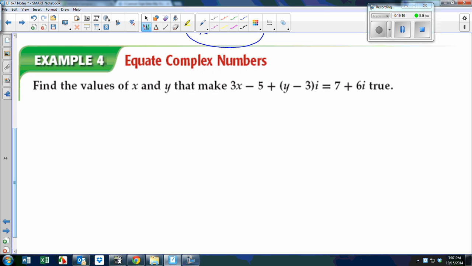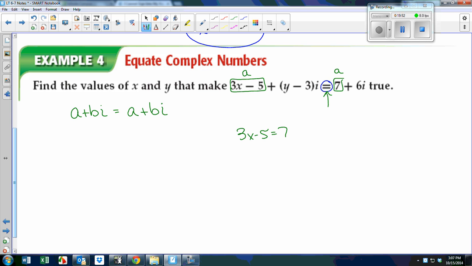All right, this is kind of like that match game in the newspaper where it's the same on one side of the equals as it is on the other side. But what it really is, is a plus bi equals a plus bi. If you have two complex numbers like we do in this situation, the 3x minus 5 represents a, whereas on the right side the 7 represents a. So what that means is if they're supposed to be equal, which the problem says they are, then 3x minus 5 will equal 7.